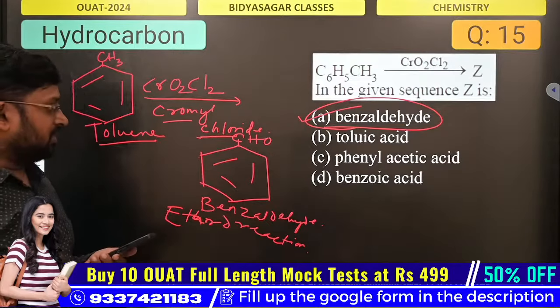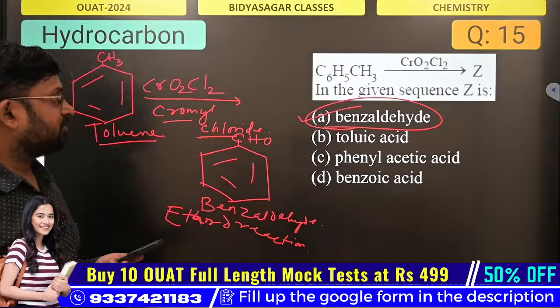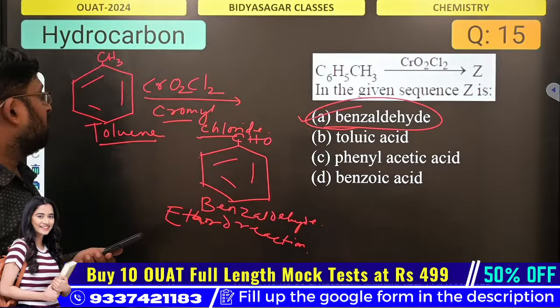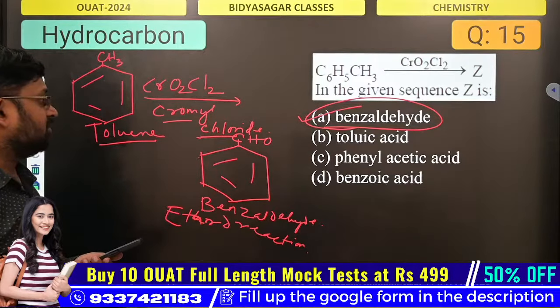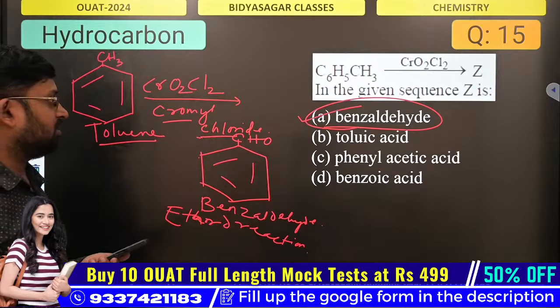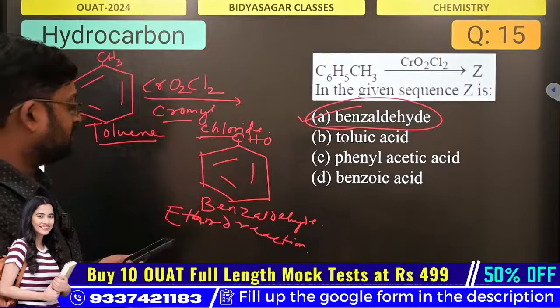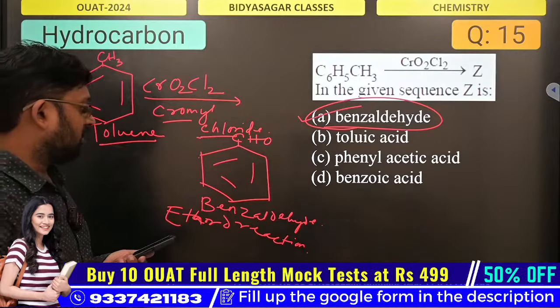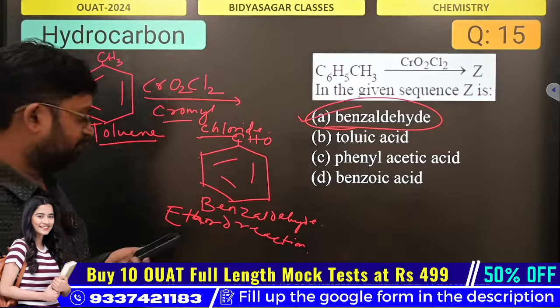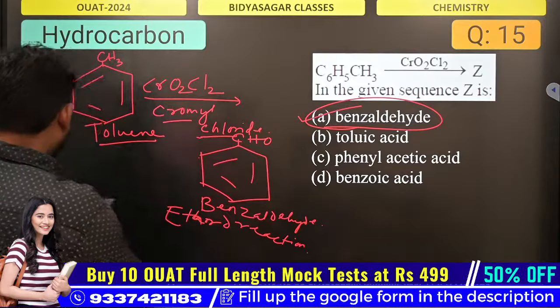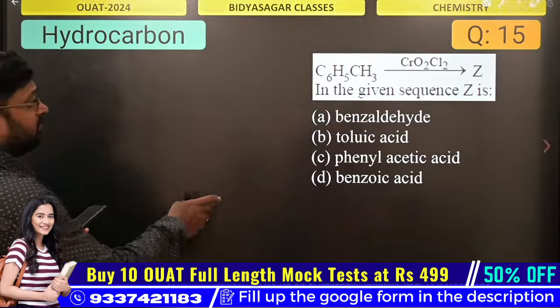So it's the Etard reaction. An aromatic compound like toluene can be oxidized to the corresponding aldehyde compound, benzaldehyde, by chromyl chloride. That's an oxidizing agent. This reaction is called the Etard reaction, right? So we'll move to the next slide.